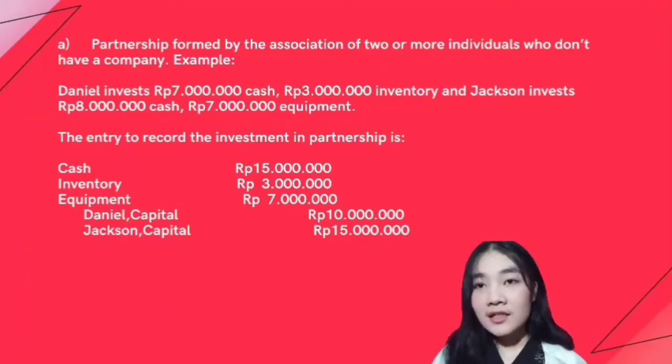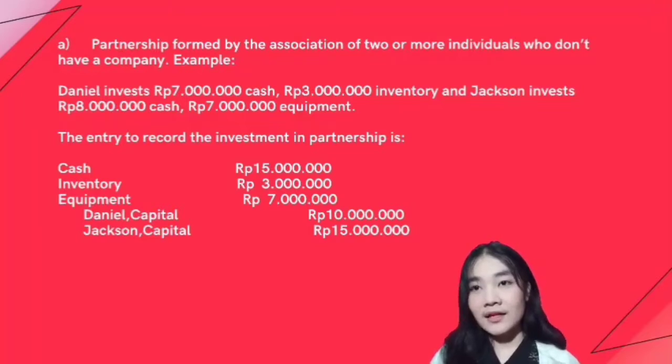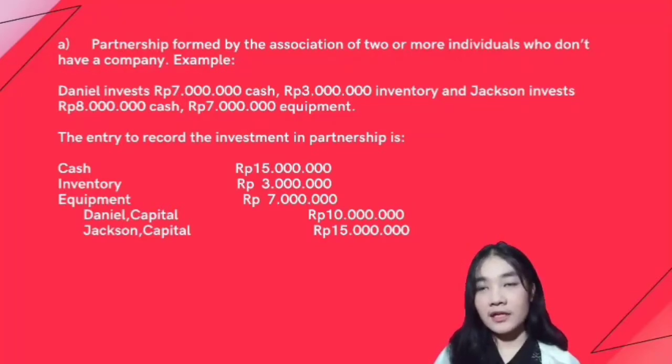For example, Daniel invests 7 million rupees in cash, then 3 million rupees for inventory, and Jackson invests 8 million rupees in cash, then 7 million rupees for equipment. The entry to record the investment in partnership is, in the debit column, cash 15 million rupees, inventory 3 million rupees, equipment 7 million rupees. In the credit column, there are Daniel capital 10 million rupees, Jackson capital 15 million rupees.